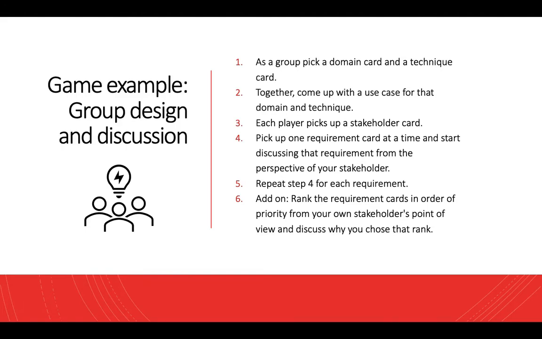Then as a group, you can pick up one requirement card at a time and start discussing that requirement from the perspective of your own stakeholder. Then you repeat step 4 for each requirement until you go through all 7 requirements. And then if you want, at the end of the exercise, you can rank the requirement cards in order of priority from your own stakeholder's point of view and discuss why you chose that rank.